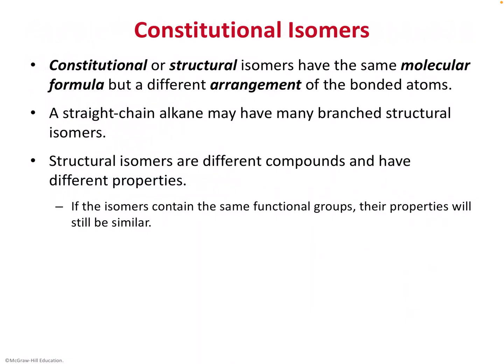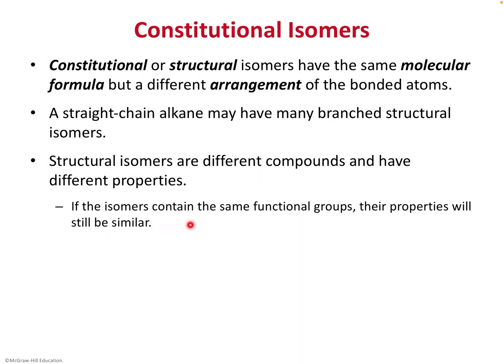Okay, constitutional isomers. What are constitutional isomers? In other names you can also say structural isomers. They have the same molecular formula but a different arrangement of the bonded atoms. If it is C4H10, it will have the same formula, but you will see a different arrangement. We call them constitutional or structural isomers. A straight chain alkane may have many branched structural isomers. Structural isomers are different compounds and they have different properties.